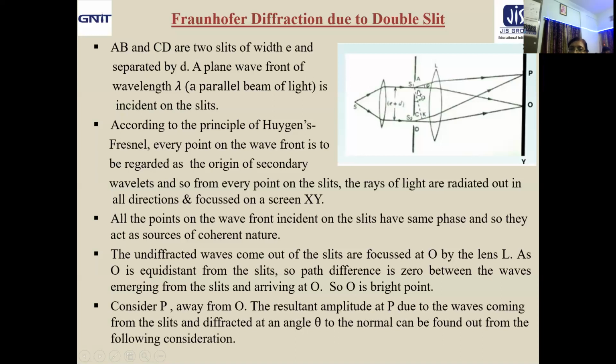How to do that? From S1, we will draw a perpendicular. Now look here, what about S1 and what about S2? I must mention that corresponding to the slit AB, we are considering one point S1, say at the middle point, and corresponding to CD, we are considering another point S2, at the middle point of the slit.